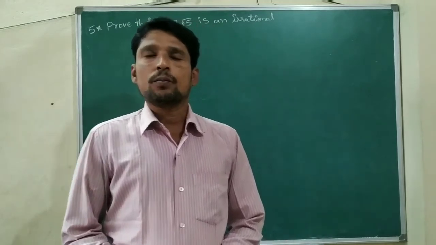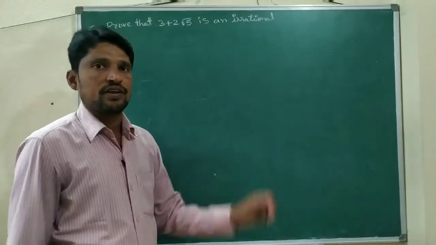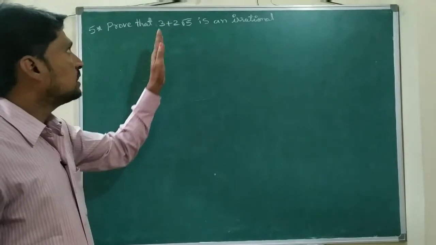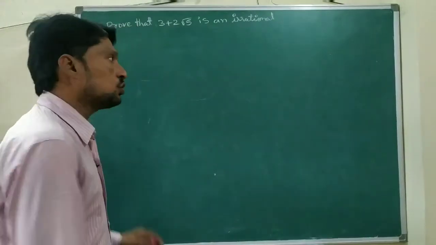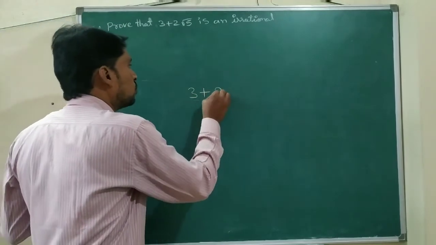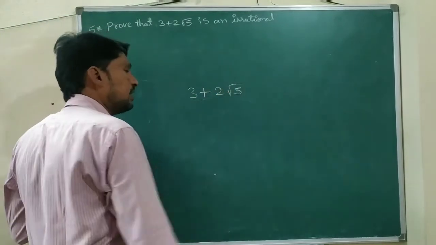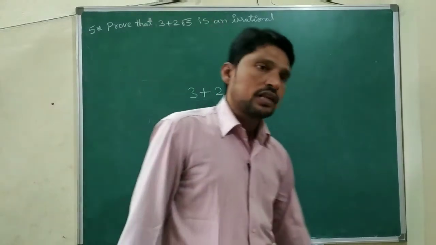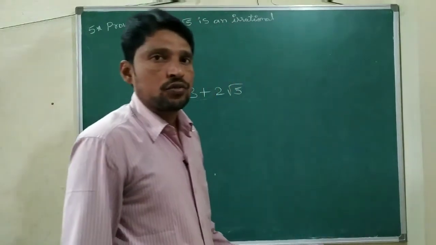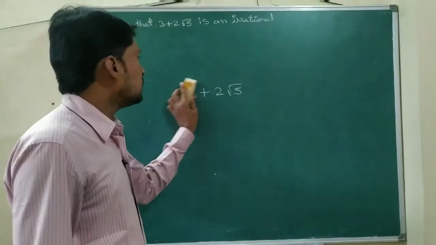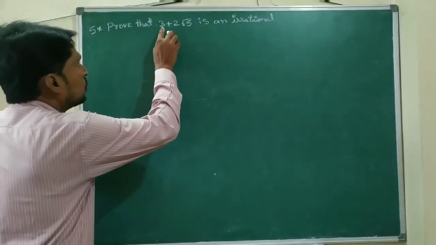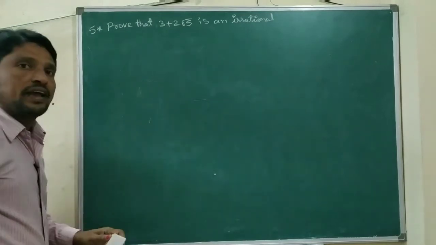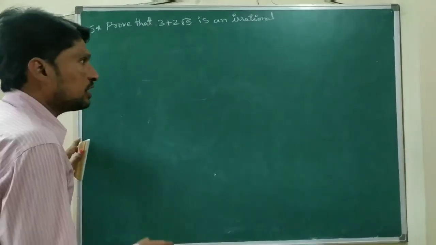Exercise 1.4, problem number 5. The given problem is, prove that 3 plus 2 root 5 is an irrational number. So we need to show that 3 plus 2 root 5 is an irrational number. For this problem, we have to use proof by contradiction. Using proof by contradiction, we can show 3 plus 2 root 5 is an irrational number. So let us start.